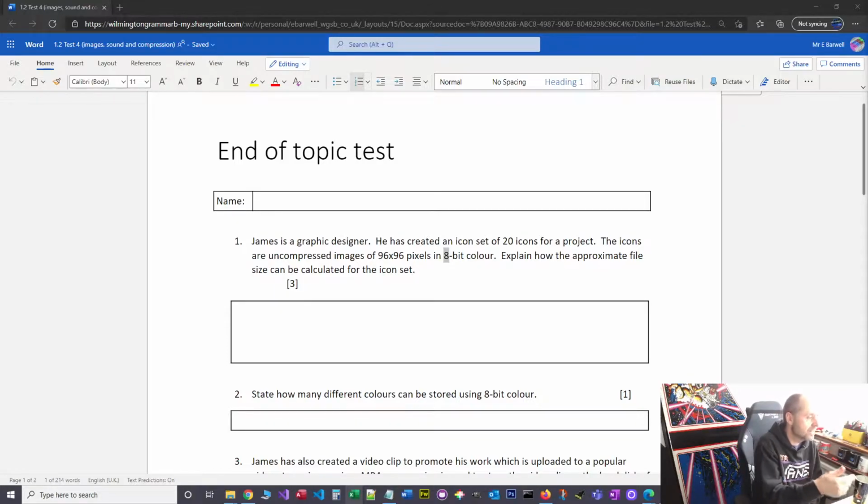When I was answering this, I would say, right, okay, so that's 96 times 96. So that gives me how many pixels. So I can calculate how many pixels in this image by multiplying the width and height, which is what a lot of you did.